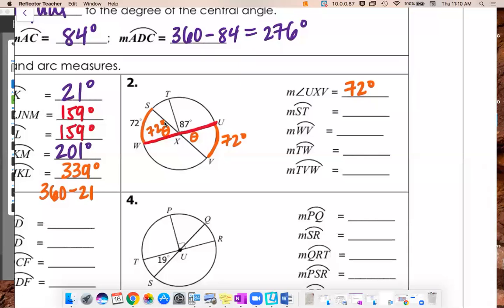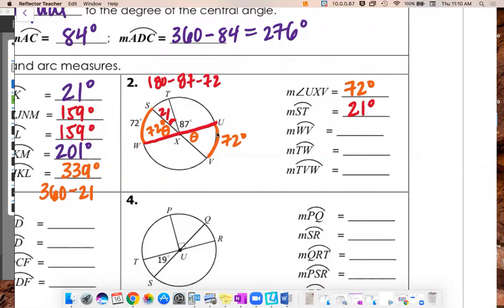So we know that all of the angles on this side have to add up to 180. So if I do 180 minus 87 minus 72, I'll end up with this little angle right here. And so I should end up with that being 21 degrees. So this is 21. Okay, and then we want WV.